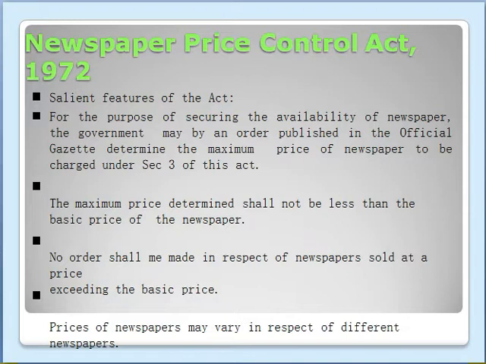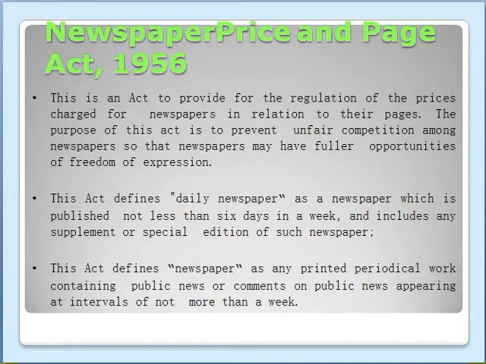Similarly, even if the newspaper is 5 pages, it still cannot go lower than the minimum price which has been determined. So no order shall be made in respect of newspapers sold at a price exceeding the basic price. So prices of newspapers may vary in respect of different newspapers. It will vary from one newspaper to the other. So, the Newspaper Price and Pages Act is an act to provide for the regulation of the prices charged for newspapers in relationship to their pages.